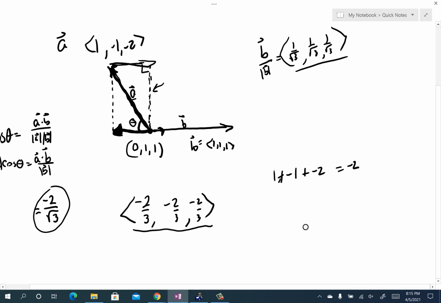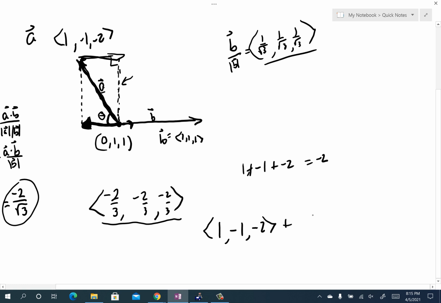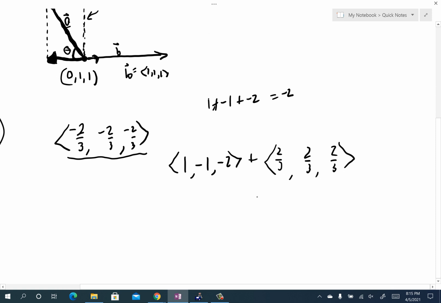Okay, so if I were to do that, let's see if I can not screw it up this time. Good night, nurse. So it's going to be 1, negative 1, negative 2, minus this guy. So it's going to be plus 2/3, 2/3, 2/3. And so that's going to be 5/3, and then negative 1/3, and then negative 4/3, I think.